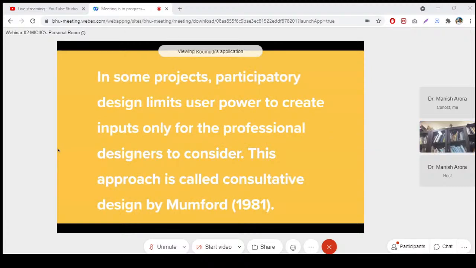Participatory design has been practiced in many different forms with different rules of engagement. In some projects, participatory design limits user power to create inputs only for the professional designers to consider. This approach is called consultative design by Mumford. There are also other approaches which give users full power to share in the responsibility for the final design. Mumford calls these processes consensus design.